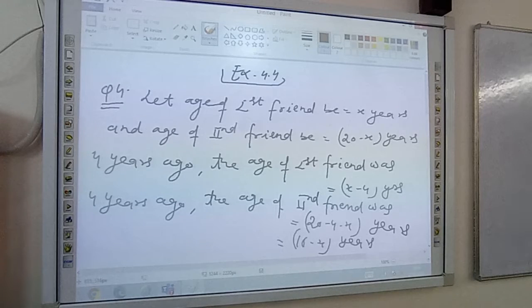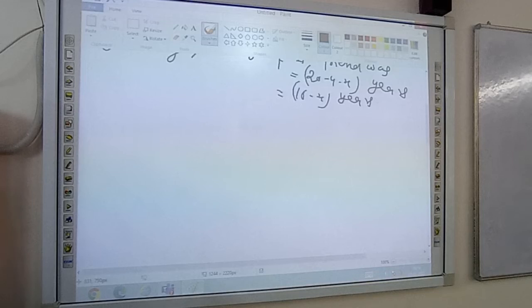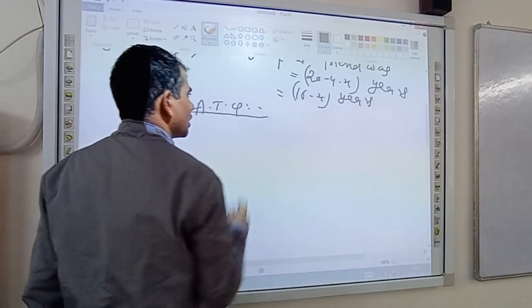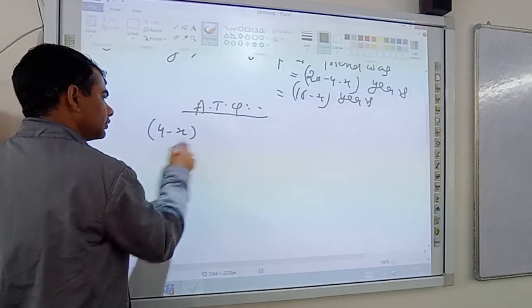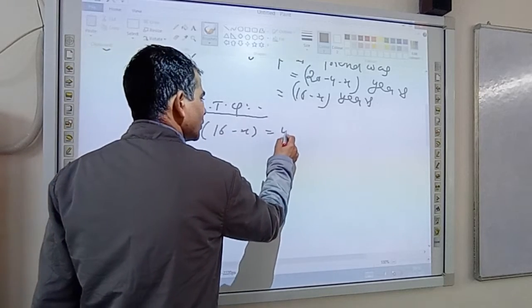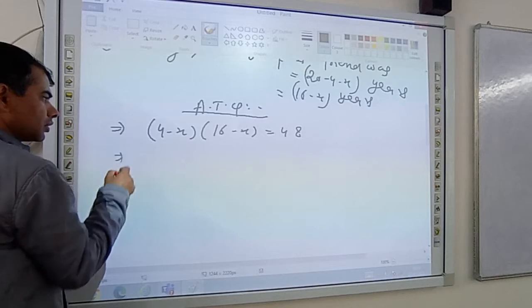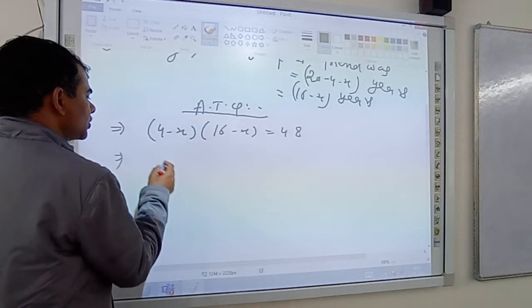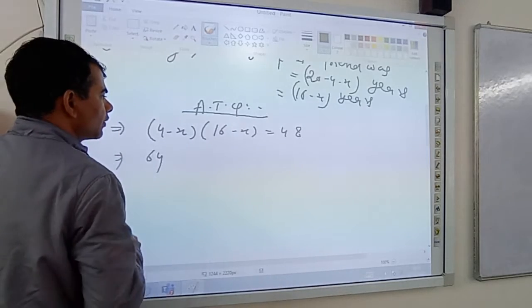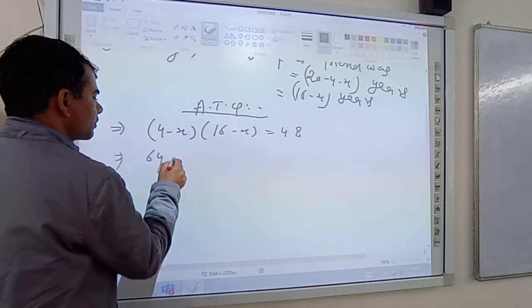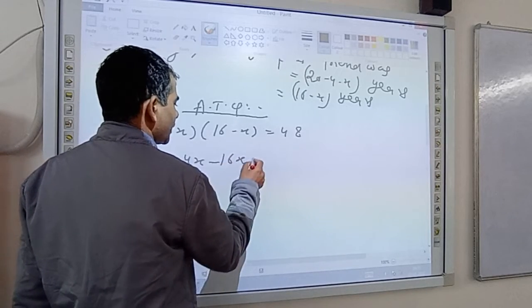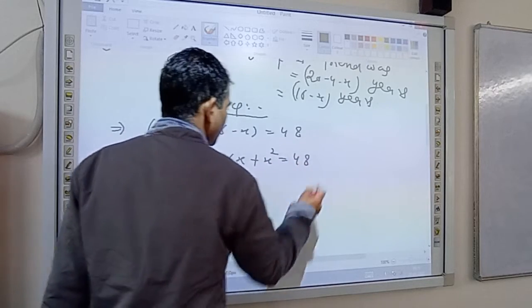No, sir. Okay. Four years ago, the product of their ages was 48, according to the question. So (x minus 4) into (16 minus x) is equal to 48. 4 into 16 is 64, 4 into minus x is minus 4x, minus x into 16 is minus 16x, minus into minus is plus, it becomes x square, equal to 48.